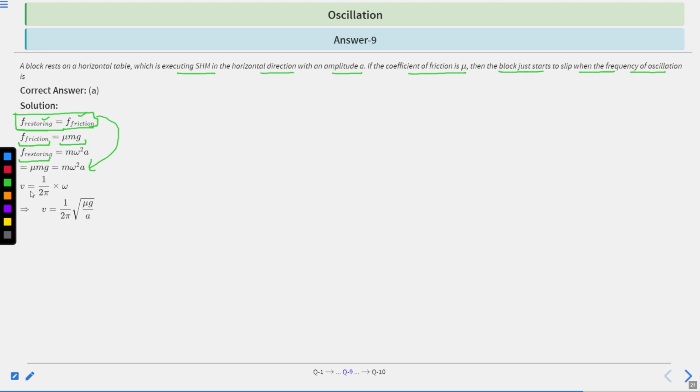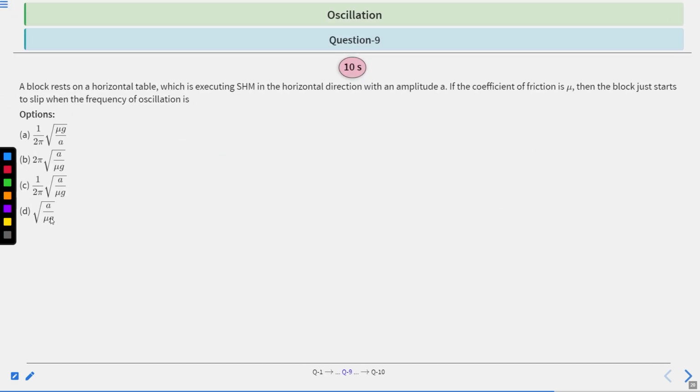So frequency v is equal to 1 upon 2 pi multiplied by omega. Omega is calculated from this equation, which gives omega equal to under root mu g divided by A. So v equals 1 upon 2 pi under root mu g divided by A. So option A is correct. This one is the correct option. Next question, question 10.